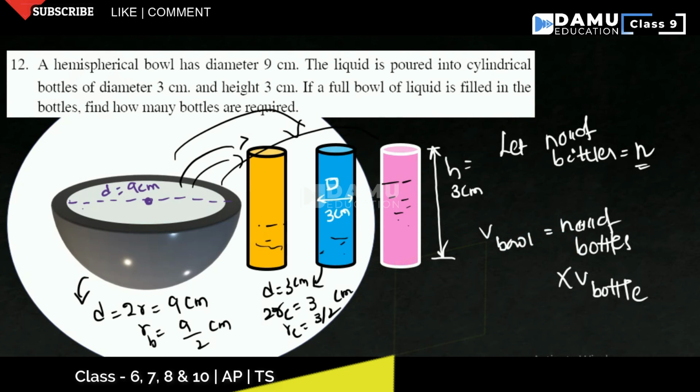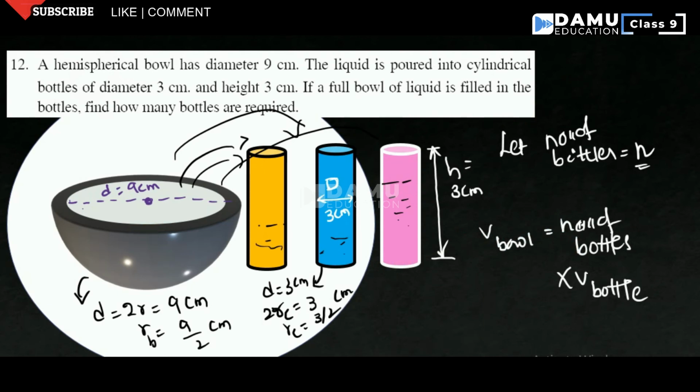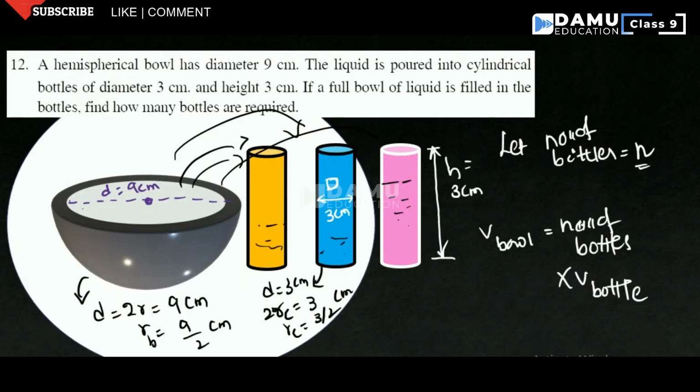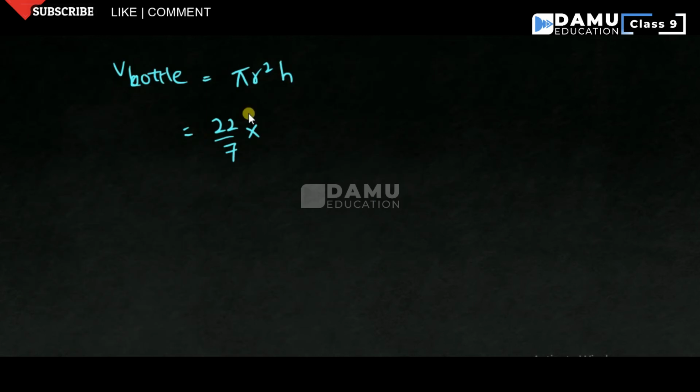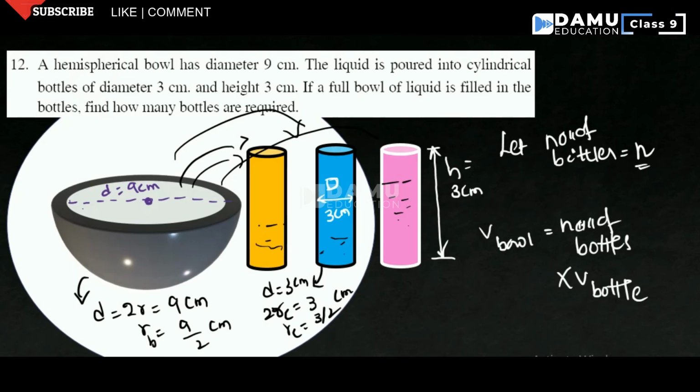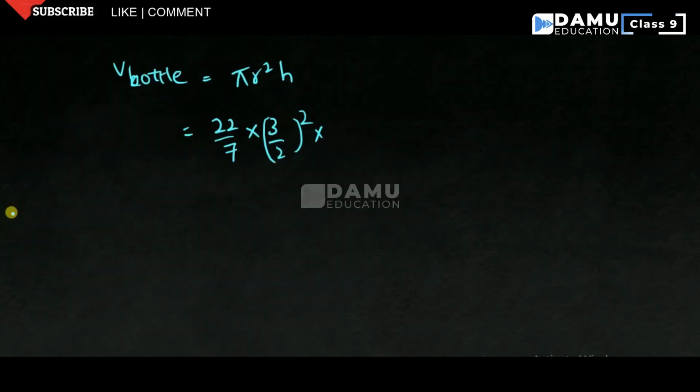Then the volume of the cylinder we have to find. What is the volume of the cylinder? Let's take bottle. That is pi r square h. So this is the volume of the cylinder or bottle. Pi is equal to 22 by 7 into r, which is 3 by 2 centimeter, whole square, into height also 3. So the height is 3 centimeter.